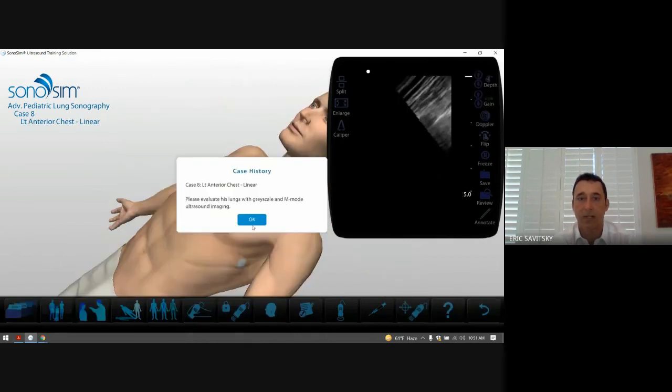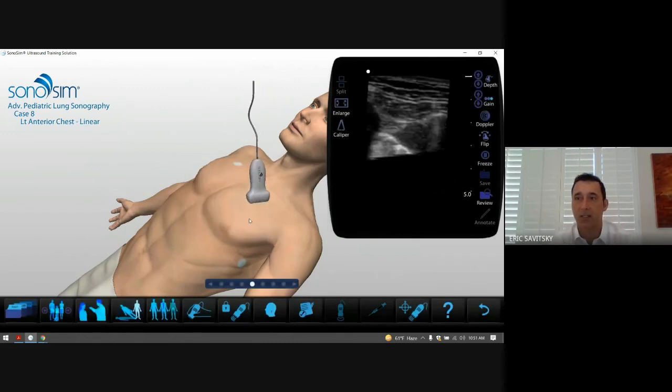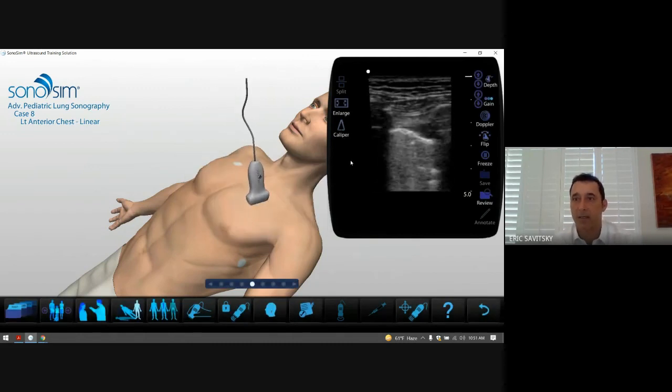Now I come over to the left side, once again, linear transducer, and then all of a sudden here I see a thickened pleura, I see some dropout, some consolidation, I see this dark anechoic area that may represent fluid or loss of aeration. So we'll have to kind of follow that down a little bit lower.